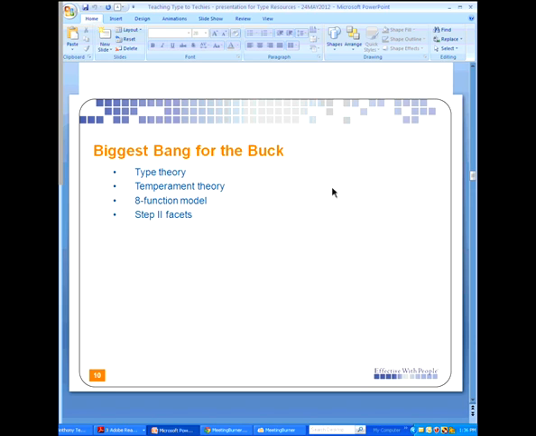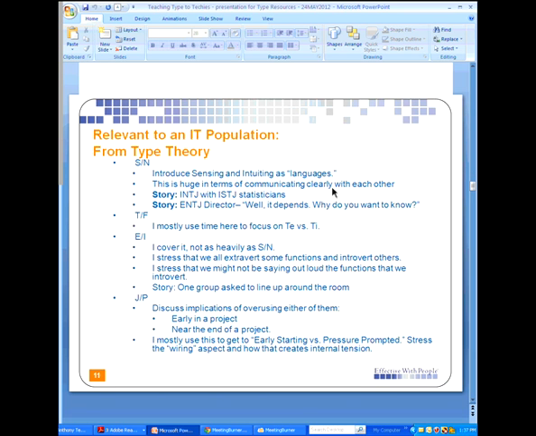Okay, biggest bang for the buck learning theory. We're going to hit type theory, temperament, 8-function model, and the step 2 facets. Ladies, I won't take a lot of time on the step 2. I'll just take a few minutes, but I did want to show you a couple of things in it that really connected for them. I'm going to show you a couple of things there because you may get ideas from that on how to connect it otherwise with them.